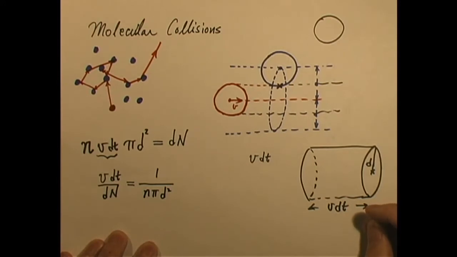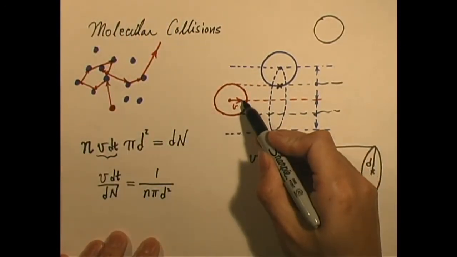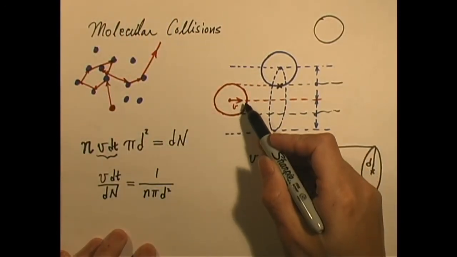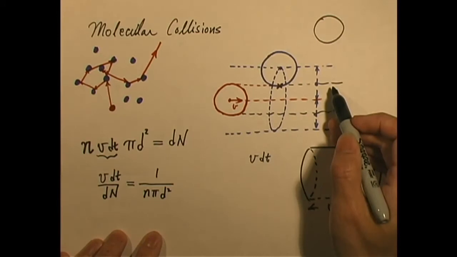Now, we have here made an assumption, and that is that the other molecules do not move. This red molecule is the only one that moves. Of course, that is not quite the correct assumption. What we really should do is to look at the relative speed between molecules.